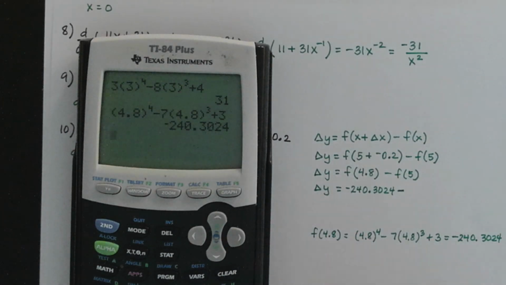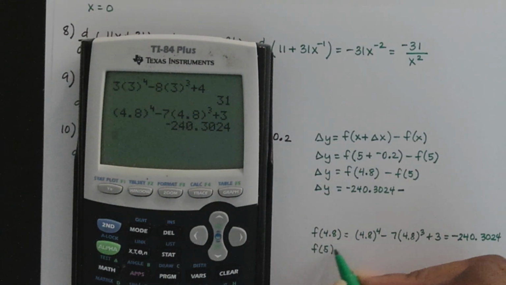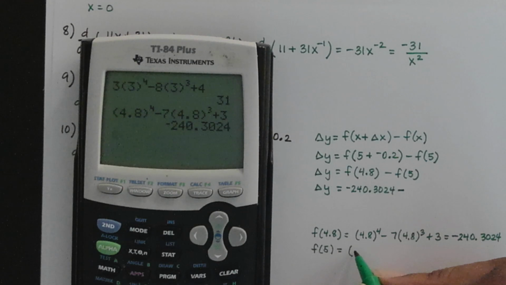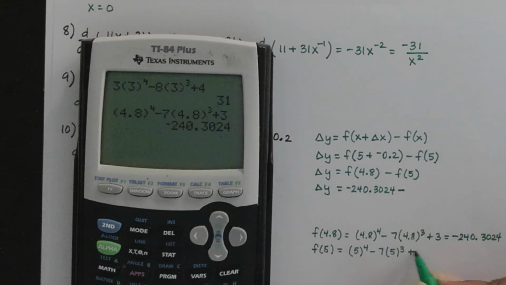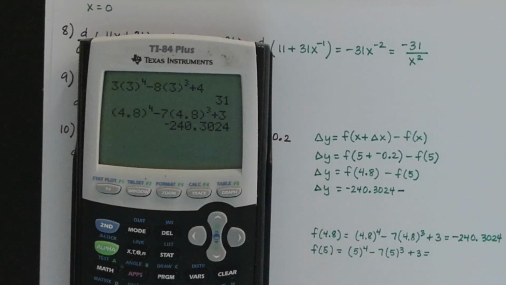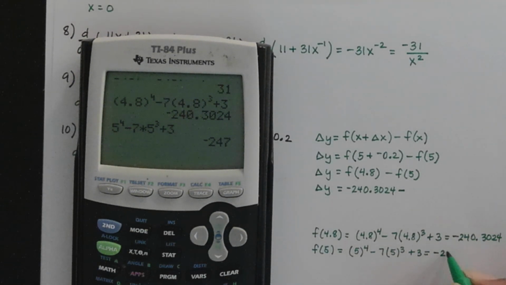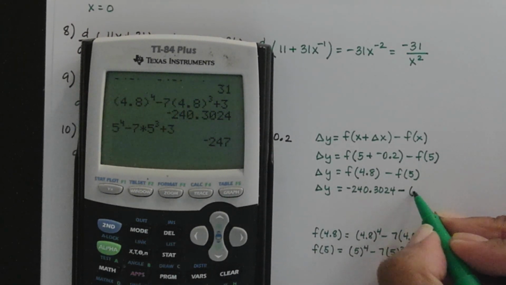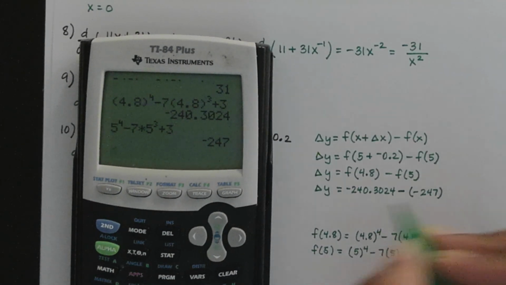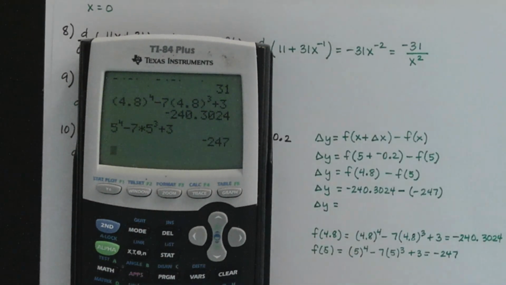And then minus f of 5. And f of 5 is going to be this 5 to the fourth minus 7 times 5 cubed plus 3. So 5 raised to the fourth minus 7 times 5 raised to the third plus 3. And that's going to be negative 247. So this will be minus a negative 247. And this will tell me what delta y will be.